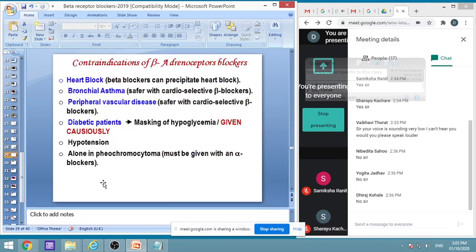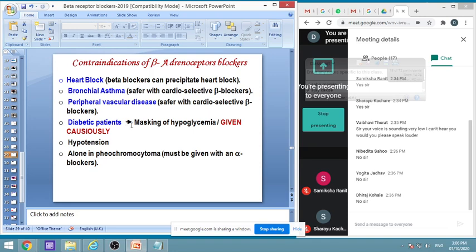In what conditions do we not give beta adrenergic blockers? In heart block they are contraindicated, so a beta blocker can precipitate heart block. In bronchial asthma they should not be given. But cardioselective ones, I already told you, you can give. Only those having beta 2 activity should not be given. In peripheral vascular diseases, cardioselective beta blockers can again be given. There is no problem.